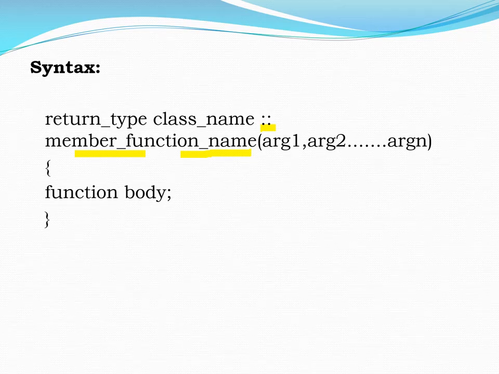After passing the arguments, you can open the function body. How do you open the function body? By using the symbol called an open brace, followed by the function body. Once the function body is finished, it should be closed by using a close brace. Once the close brace is given, the member function has ended.